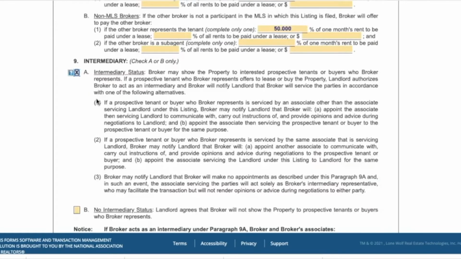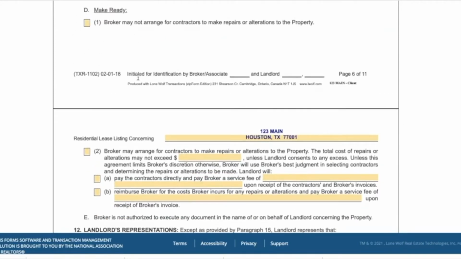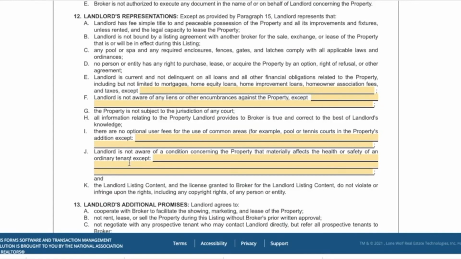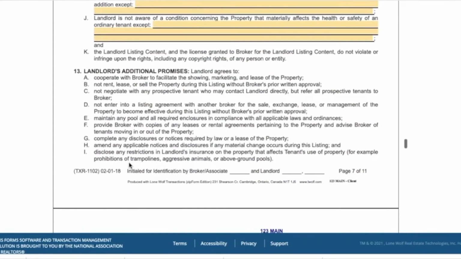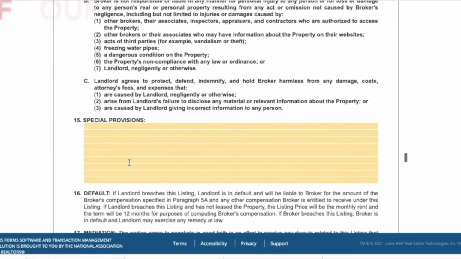Now, it doesn't mean that you're going to represent both sides here. It just means that the broker potentially could have you listing it, and then the broker has another agent bringing the tenant. So go over this. About make ready, this is about make ready if the broker is going to arrange for contractors, or if the broker's not. Typically you want to leave that up to the landlord themselves. Go over the landlord's representations. Typically nothing goes there. However, it's best advised for you to read the language of this agreement.